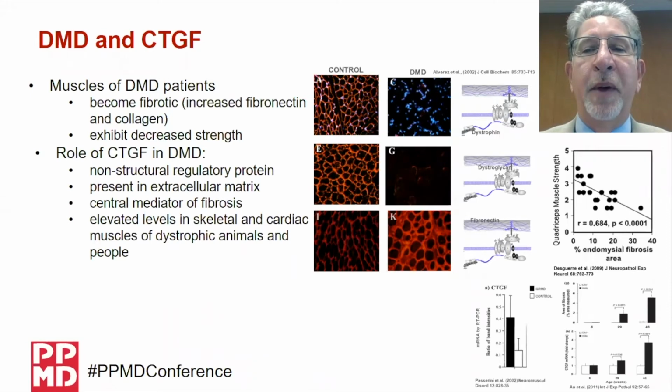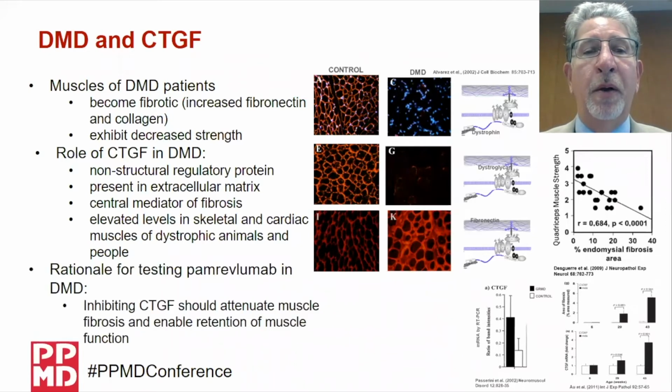Now, in fibrotic muscles, CTGF levels are elevated. This occurs in the muscles of dystrophic dogs, shown at the bottom left, and in the hearts of dystrophic mice, shown at the right, where the muscle expression levels of CTGF correspond with fibrosis levels. This also occurs, of course, in people. And so our rationale for testing Pamrevlumab in DMD is that by inhibiting CTGF, we should attenuate muscle fibrosis and enable retention of muscle function.